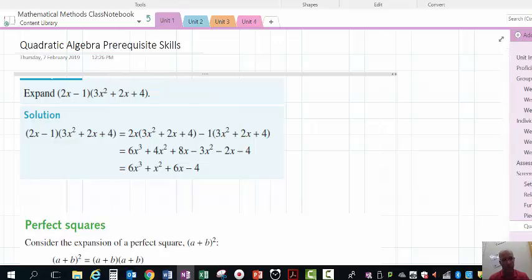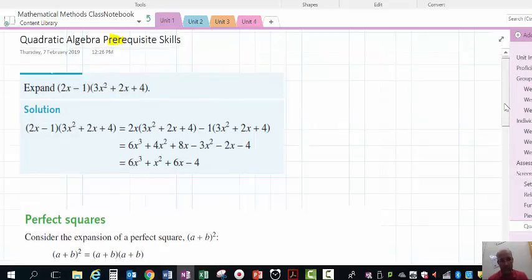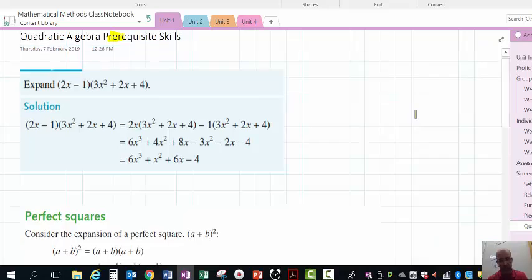Okay, students, we're looking at very important quadratic algebra prerequisites. Ooh, and I spelt prerequisite wrong there. I'll have to fix that up. Prerequisite skills, and this is stuff you should know and you need it to be able to do our next topic, which we're entering now, which is quadratics.